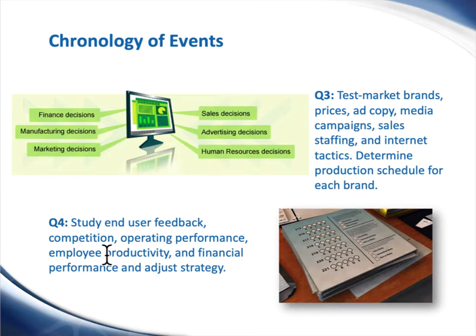In quarter four, you have to analyze the feedback you received from your test markets. Not only do you get feedback in real terms, people voting with their money, buying the products you create or not, but you also have to study your competition. See what strategy you think you can deduce from what they have done in their test market in quarter three. You have to look at your operating performance, you have to look at your productivity for employees, and you have to financially look at your performance.